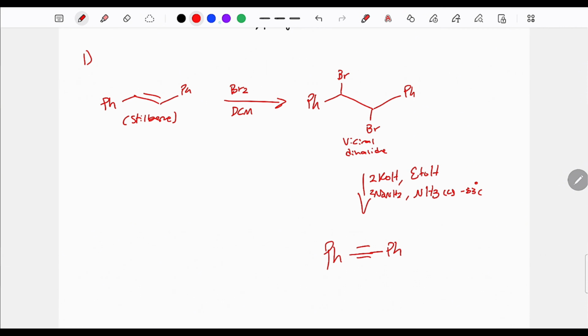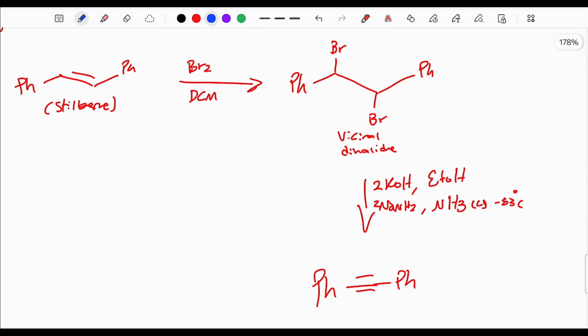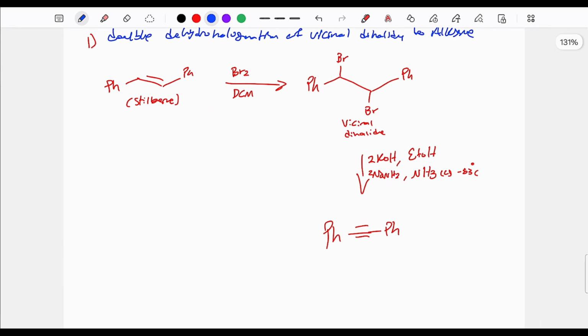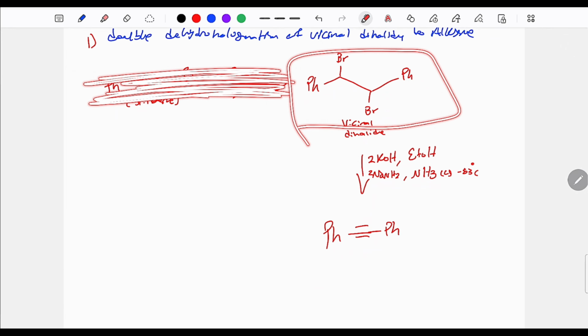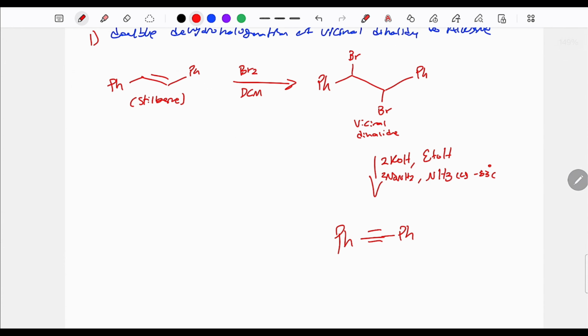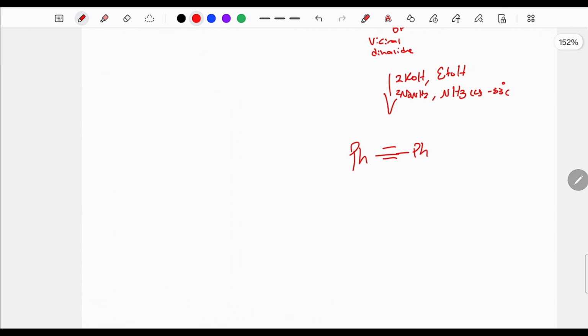Okay, so this first reaction is called a double dehydrohalogenation of a vicinal dihalide to an alkyne. So why is it a double dehydrohalogenation, and what is the specific mechanism? I'm going to omit the mechanism of how we make the vicinal dihalide. You guys should already know that from the previous video, and we're going to just start the mechanism off from when we have the vicinal dihalide.